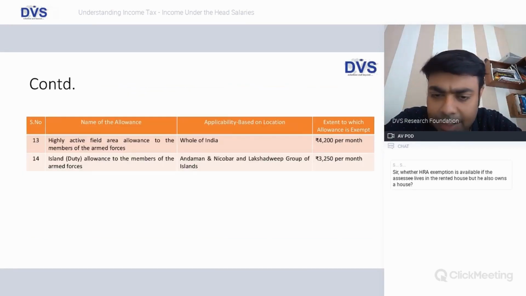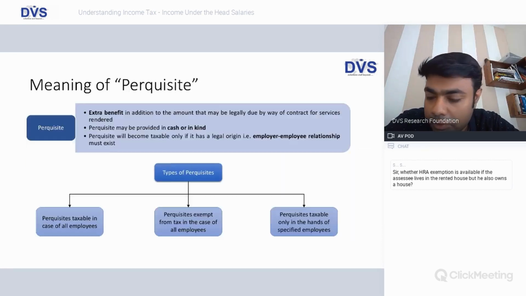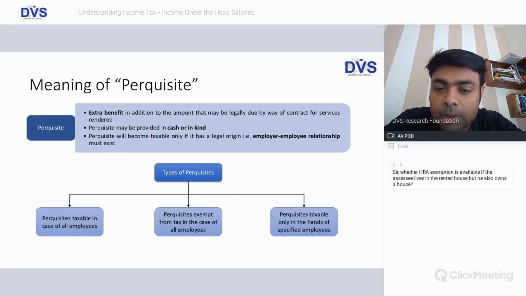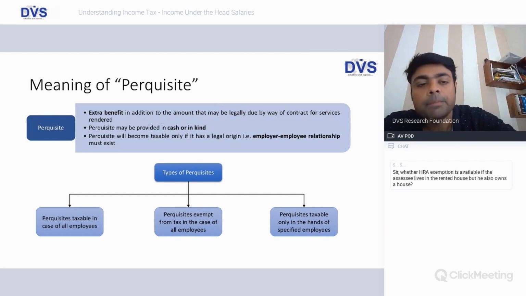So these are fairly clear and straightforward allowances. A couple more: highly active field area allowance, it's 4,200 for members of armed forces. Island duty, especially for those who are in Andaman and Lakshadweep, 3,250 per month. These allowances are exempt to the extent specified. Anything beyond this is taxable on such excessive amounts.